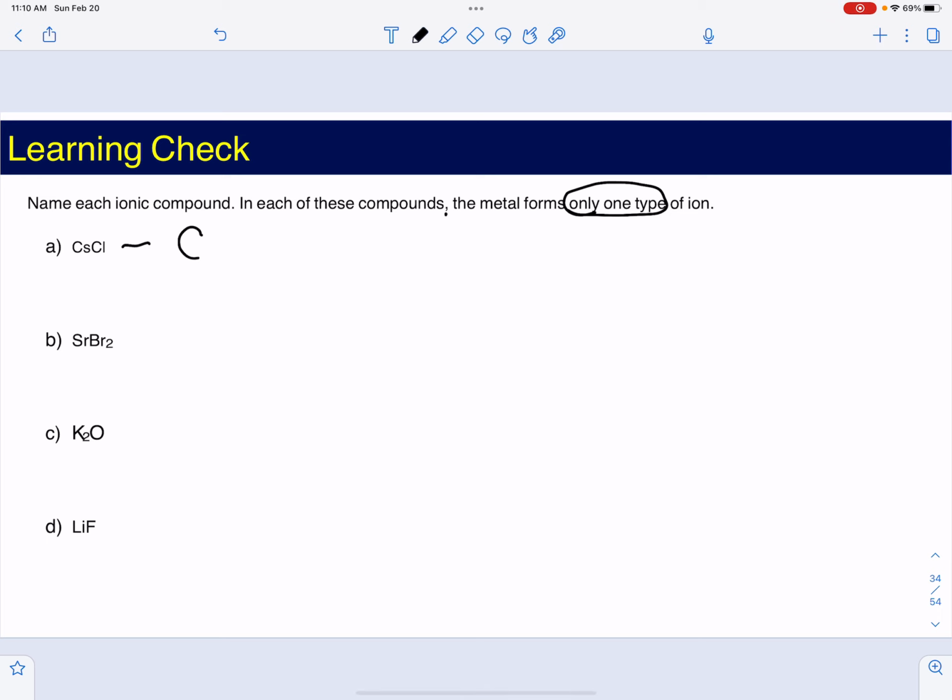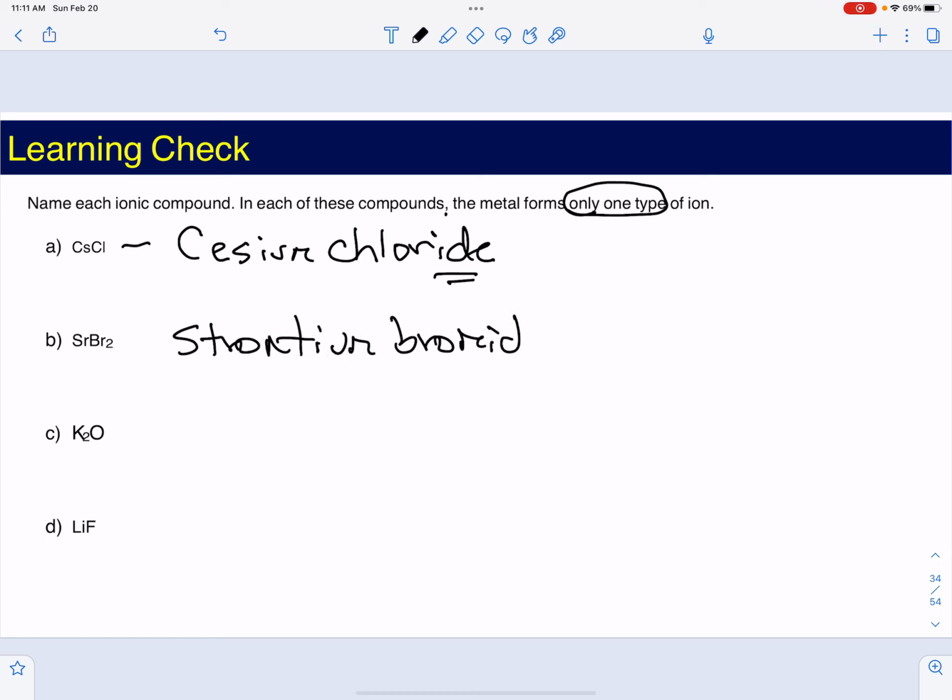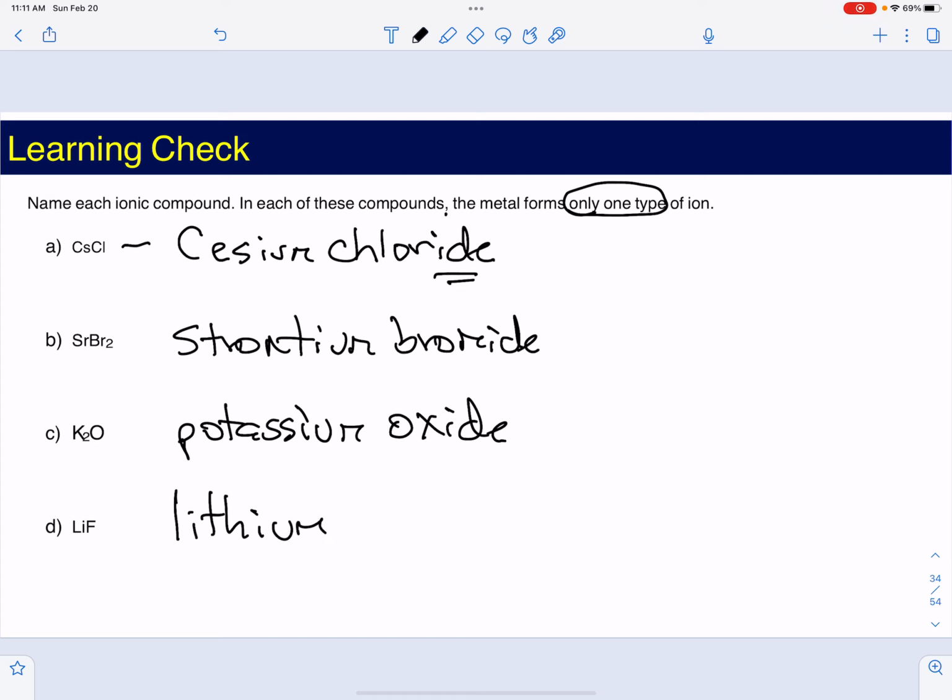So this would be cesium chloride, because it's a compound, right? IDE. Strontium bromide, potassium oxide, lithium fluoride. So they're compounds because all of them end on IDE. So that's easy because there's only one type of ion.